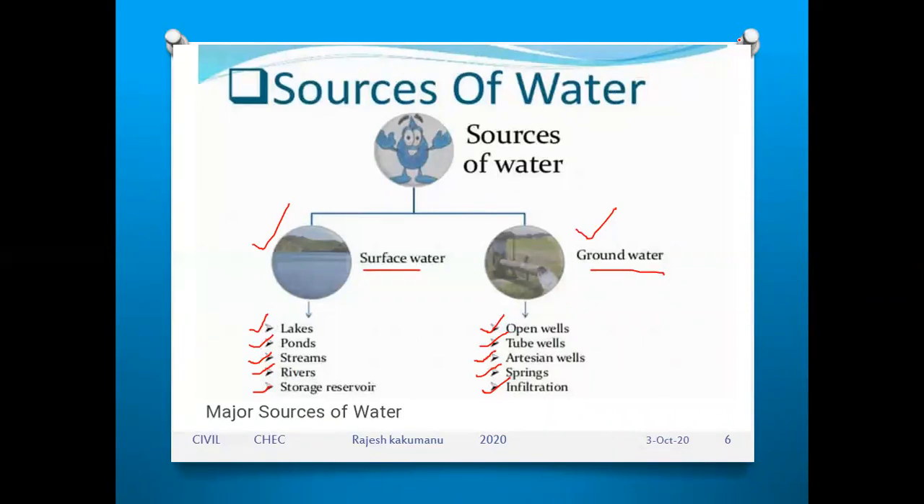Next, this is a very important thing to keep in mind, and you may get it in the exam. What are the various types of sources of water? We have seen surface water and groundwater. In surface water we have 5 types, and in groundwater we also have 5 types.